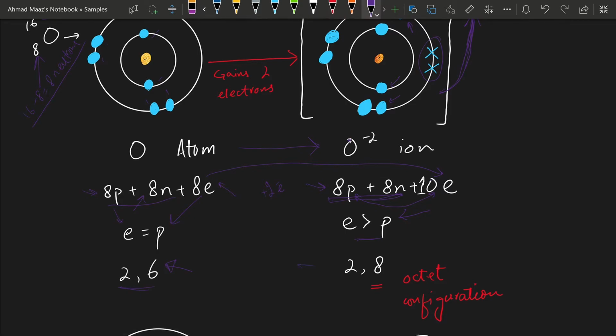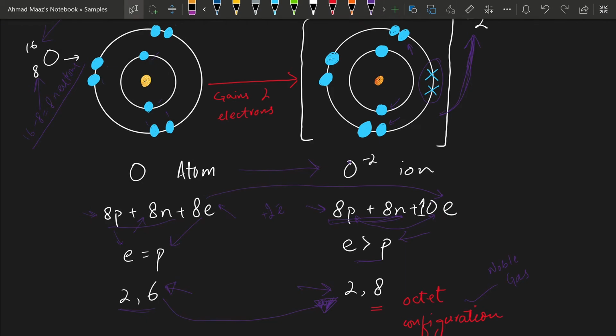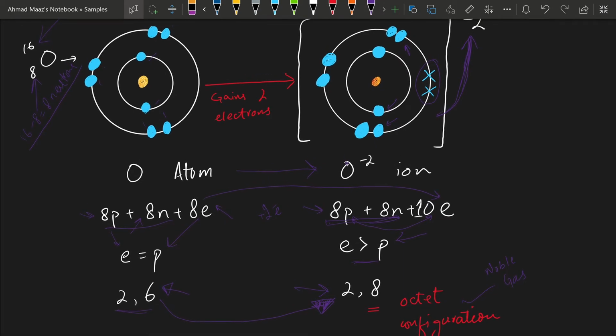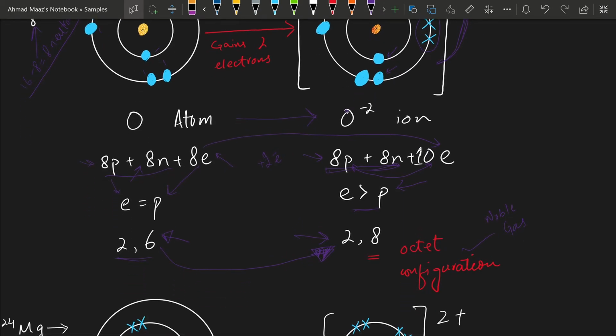But look at what happened to electronic configuration. From 2, 6, it has now changed to 2, 8. Octet configuration has been achieved. Noble gas structure. It is the same as neon. So now oxygen has successfully completed its valence shell.